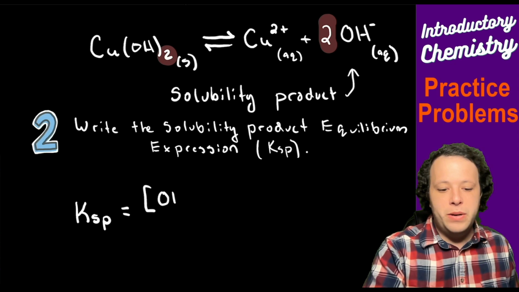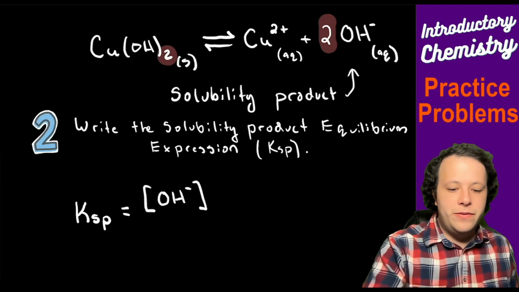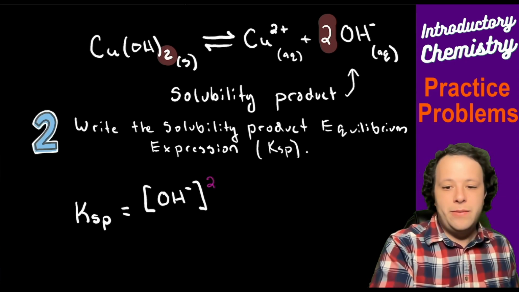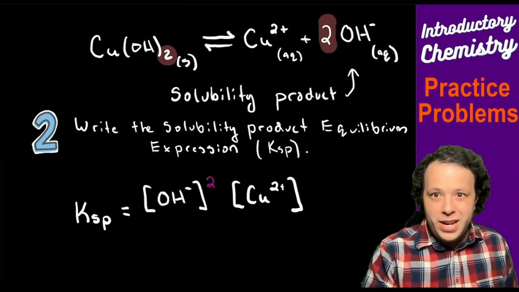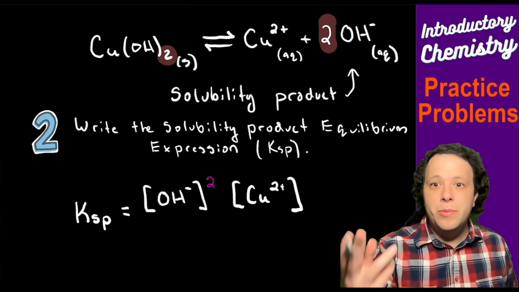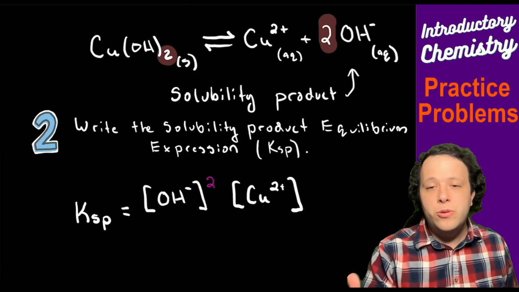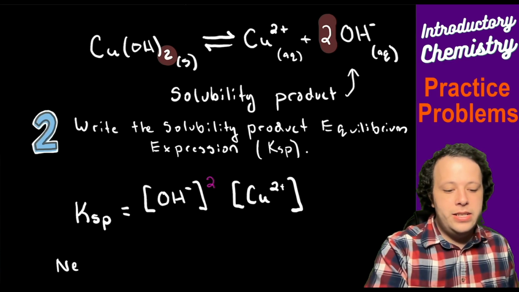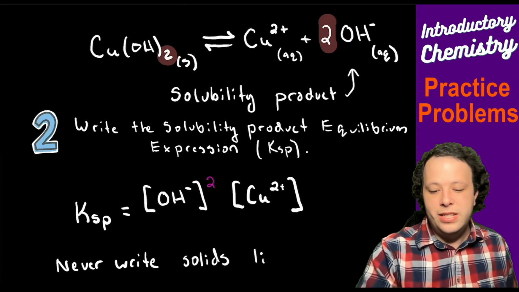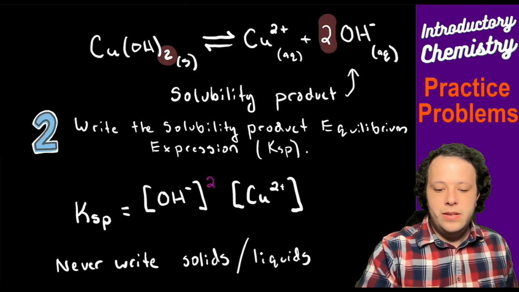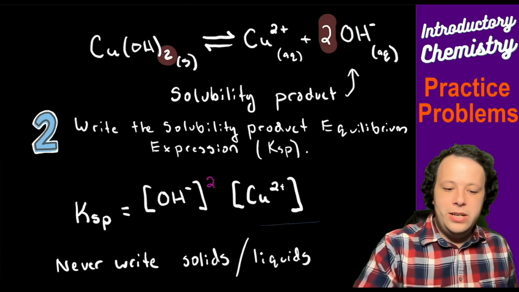So we have OH minus as one product, and that's going to be raised to the power of 2. And then we have a coefficient of 2. And then we have copper 2+. Now, the reactant is copper hydroxide. But one thing you might remember is that one of our rules is we never write solids or liquids. So being that we never write solids or liquids, we do not include it in this portion of the problem. So this is going to be our equilibrium value.